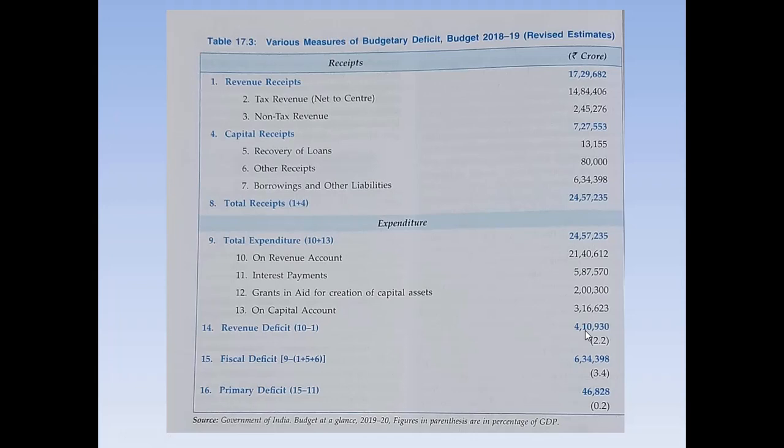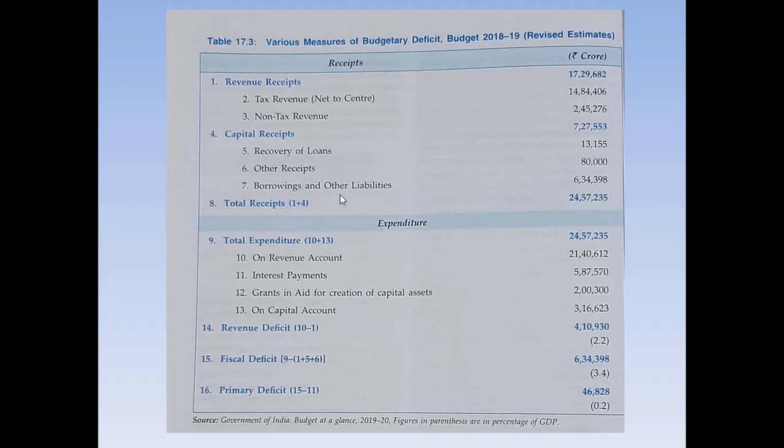And what is the fiscal deficit now? We already know that the fiscal deficit is equal to total budgetary expenditure, total expenditure, minus revenue receipts, minus capital receipts, excluding the borrowings. This capital receipt has three components: recovery of loans, other receipts, and the borrowings. So the borrowings will be excluded. This is how you calculate the revenue deficit and fiscal deficit.